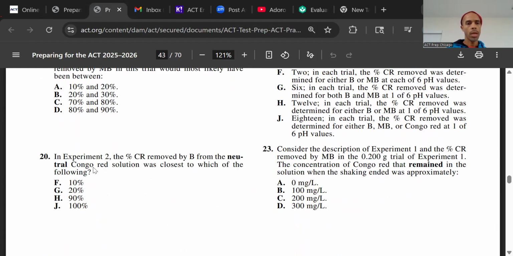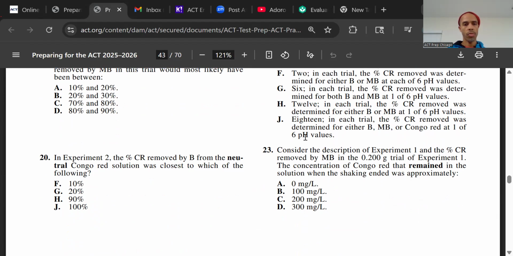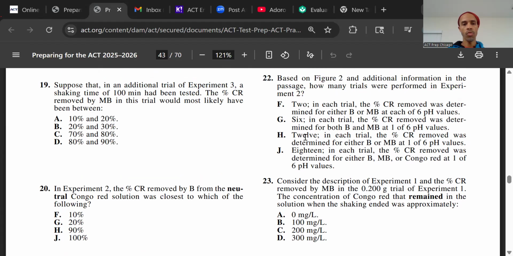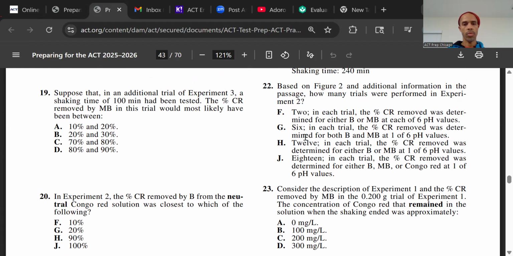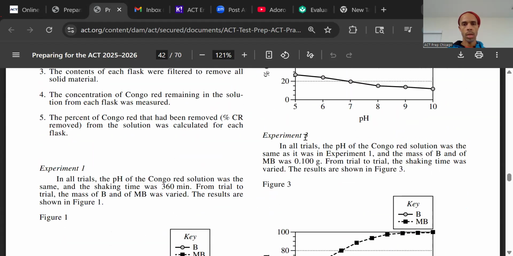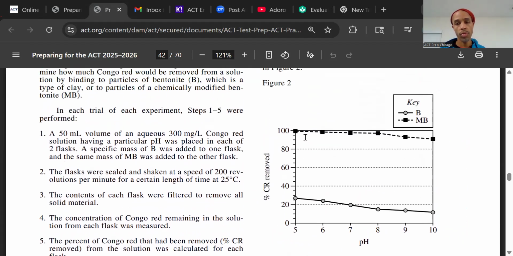All right, number 20. In experiment two, the percent of CR removed by B from the neutral Congo red solution was closest to which of the following? Experiment two, we're looking for the percent of CR removed by B from the neutral Congo red solution. And it emphasized neutral. Okay, so what's a neutral solution?